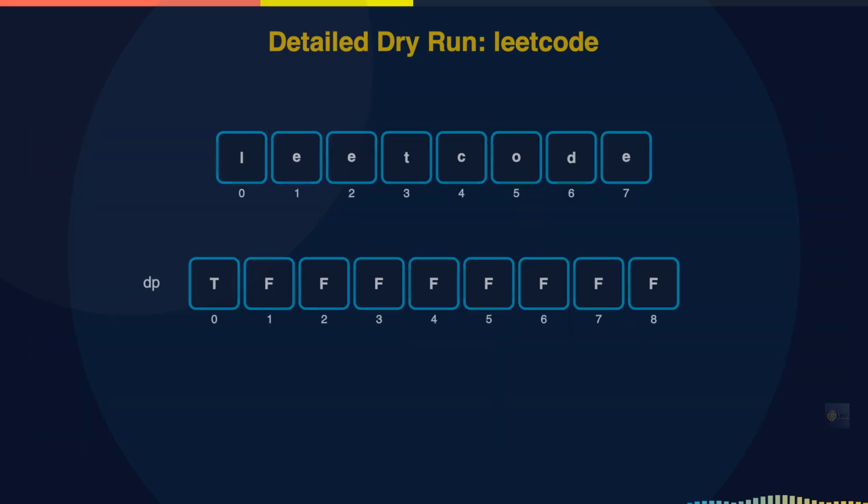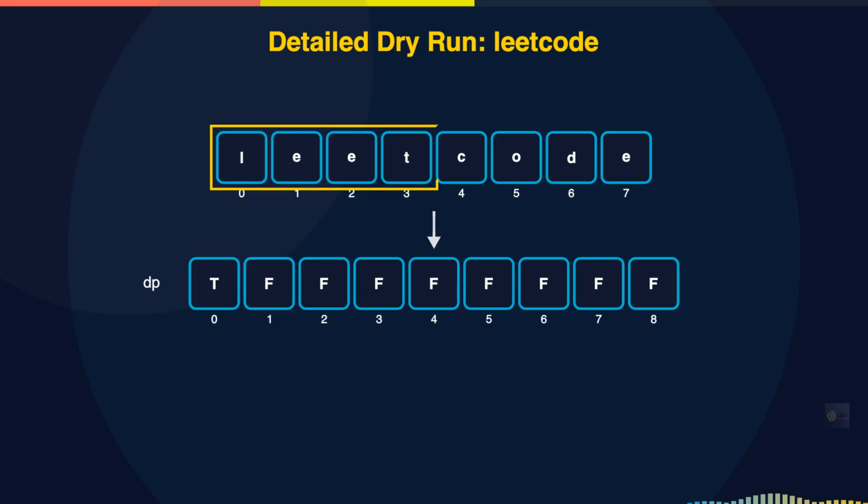Let us trace this for S equals "leetcode" in dictionary "leet", "code". Our dp array has 9 slots, all initialized to false except for index 0. We start at index 1. Substring "l". Not in dictionary. We move to index 4. When j is 0, the substring is "leet". That is in our dictionary. Since dp[0] is true, dp[4] becomes true.